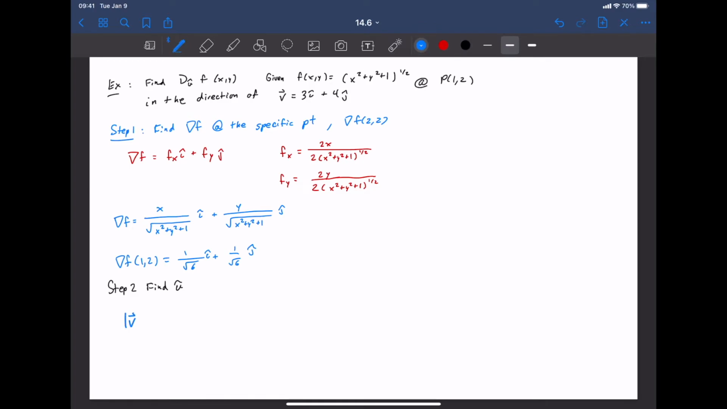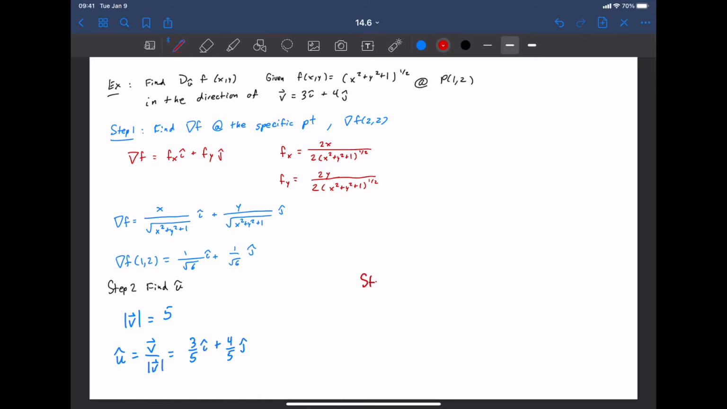It also is not labeled with the letter u. The magnitude of v, you should be able to find that. And then u should be the v vector divided by the magnitude of v, or multiplied by the reciprocal. Find those for me, please. 3, 2, 1. The magnitude of v, so 3, 4, 5 triangle. And so our unit vector is 3/5 in the i direction plus 4/5 in the j direction.